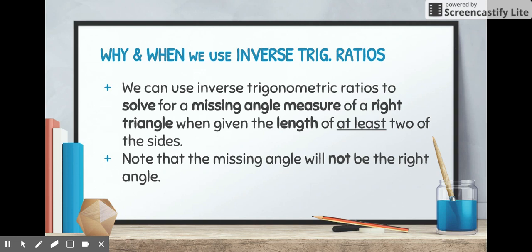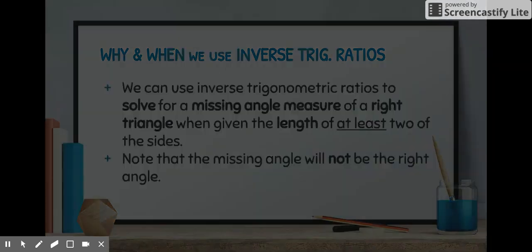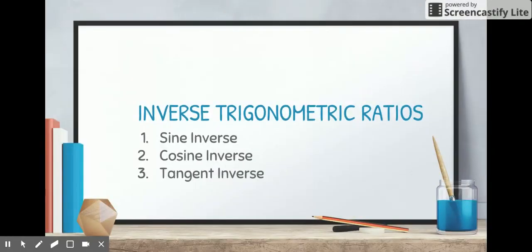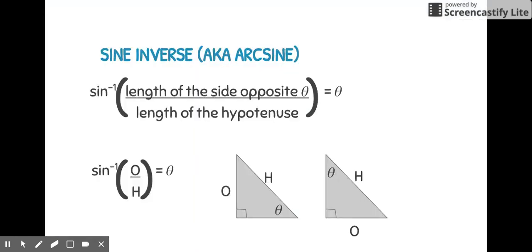Just like with trigonometric ratios, the reference angle was never 90 degrees. The missing angle is never going to be 90 degrees for inverse trig ratios. Those inverse trigonometric ratios literally are the inverse of your trig ratios. So you have sine inverse, cosine inverse, and tangent inverse. Sine inverse is also referred to as arc sine. And if you take sine inverse, it helps you find theta, your missing angle measure.